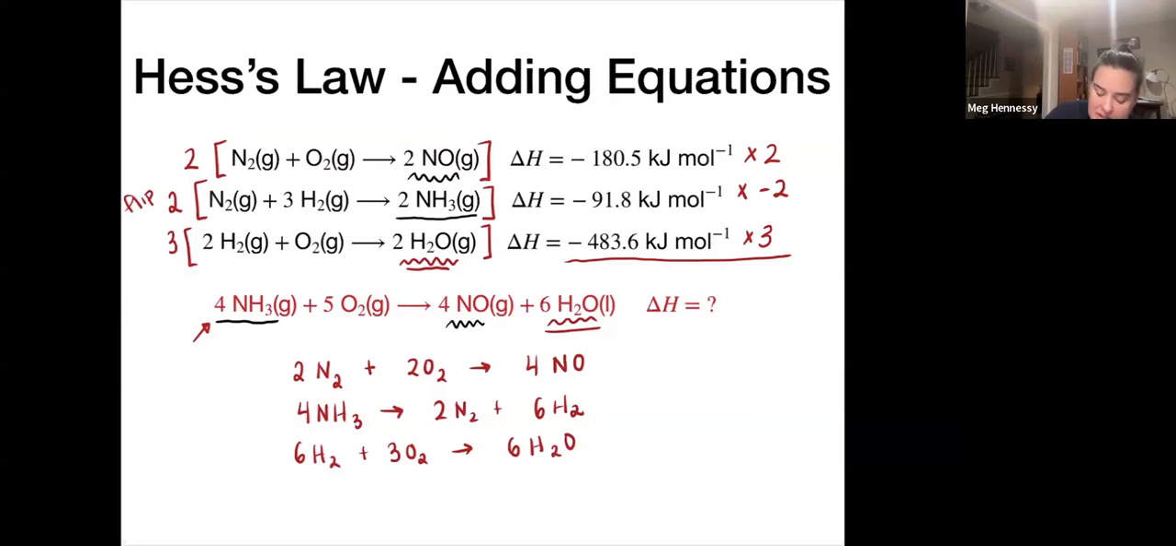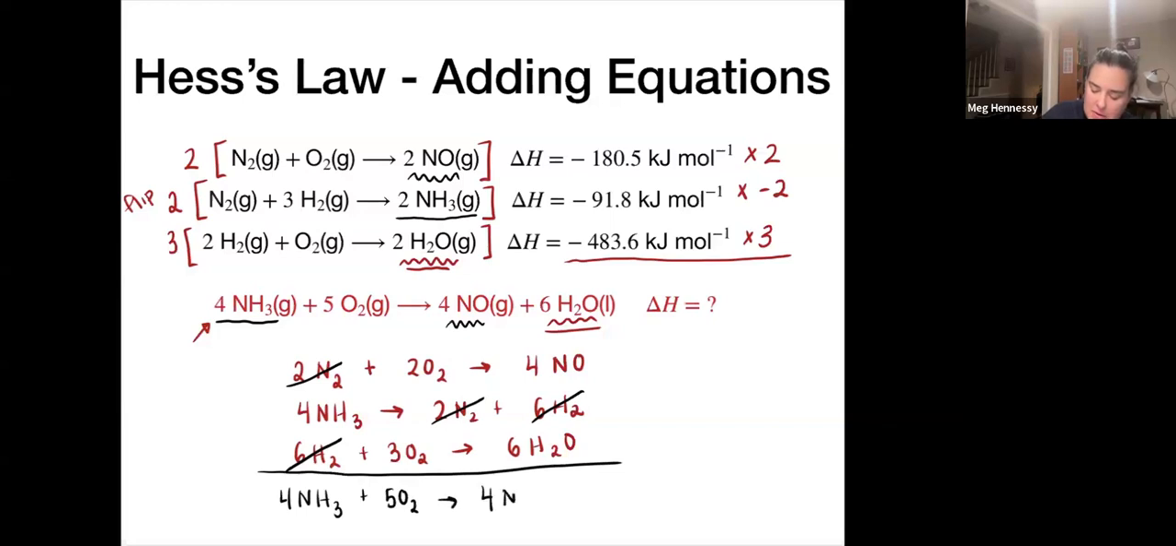What I'm going to do when I add these equations together is I'm going to cancel out anything that appears on both sides of the yield arrow. So 2 N2 cancel with 2 N2. I feel like something else could cancel. 6 H2 cancels with 6 H2. And I'm going to sum. I'm going to have 4 NH3s and 5 O2s come together to make 4 NOs and 6 H2Os. Oh my gosh, we did it right.